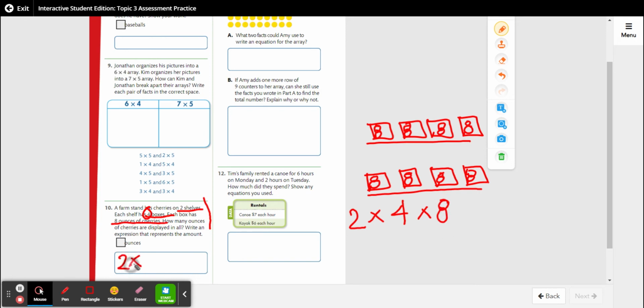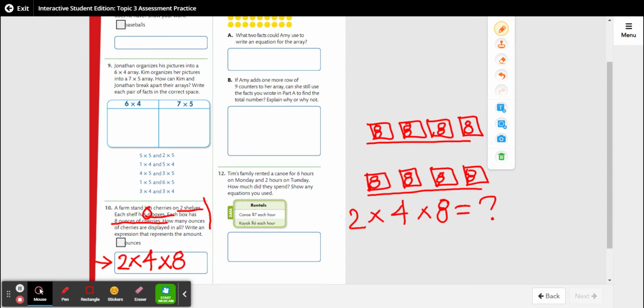8. So 2 times 4 times 8. That is the expression. Notice that in an expression, there's no equal sign. It's not an equation because right now we don't know what's on the other side of the equation. So we leave that part off. This is an expression. So how do we find the answer?